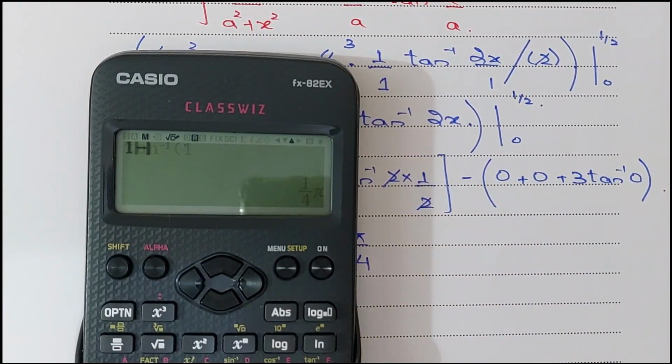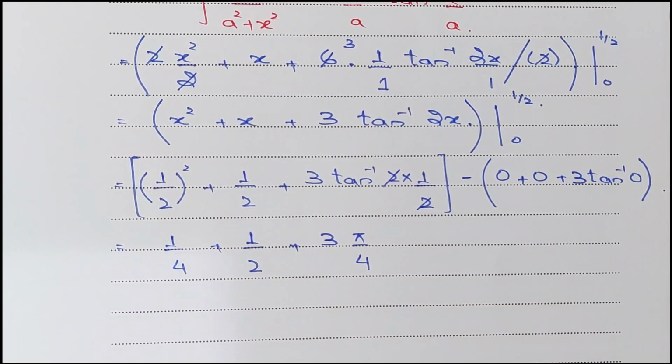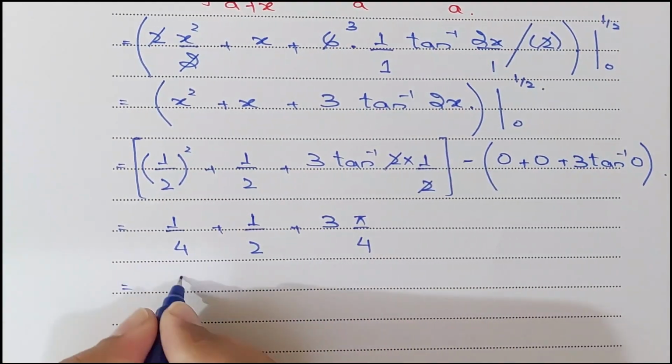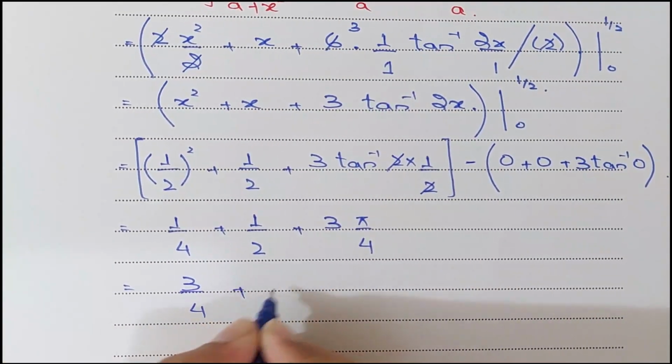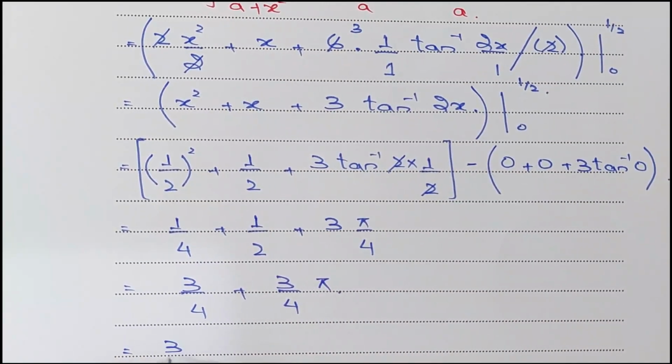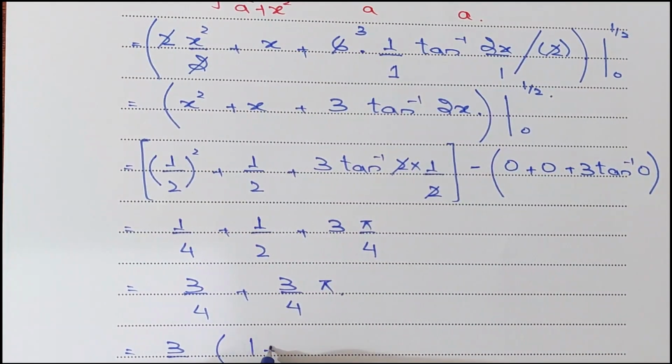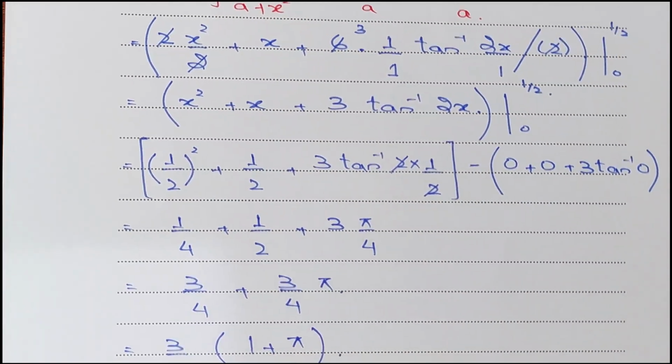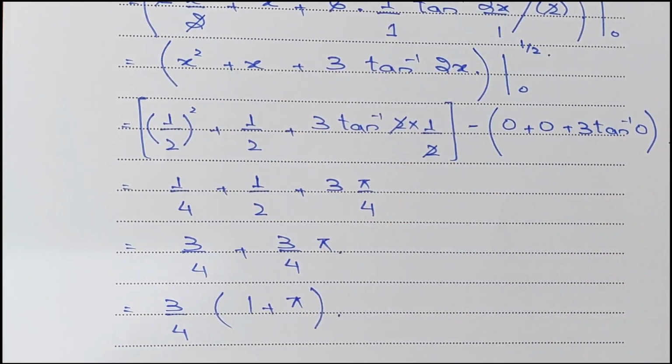What is 1 by 4 plus 1 by 2? 3 by 4, right? So this is 3 by 4 plus 3 by 4 pi. Let me take 3 by 4 common. We have 3 by 4 times (1 plus pi) as the answer for this definite integral.